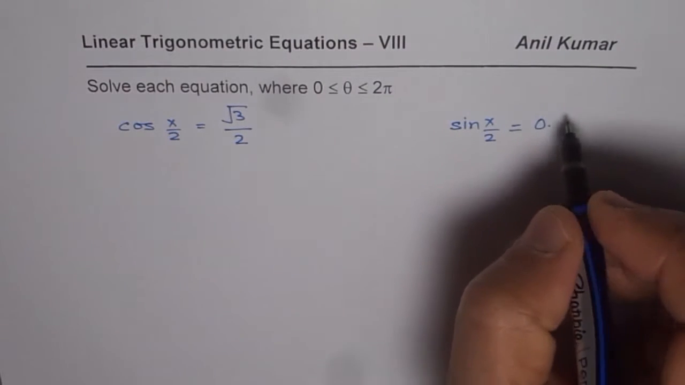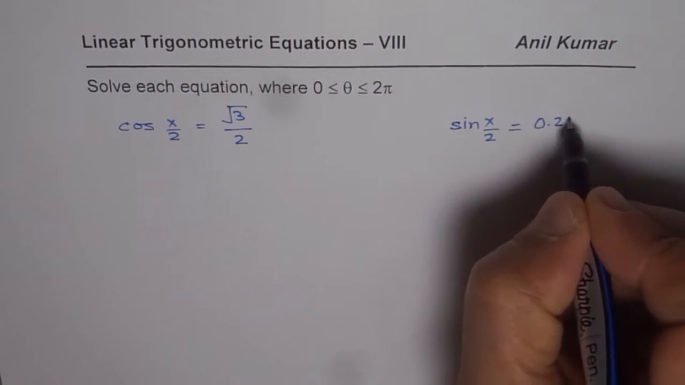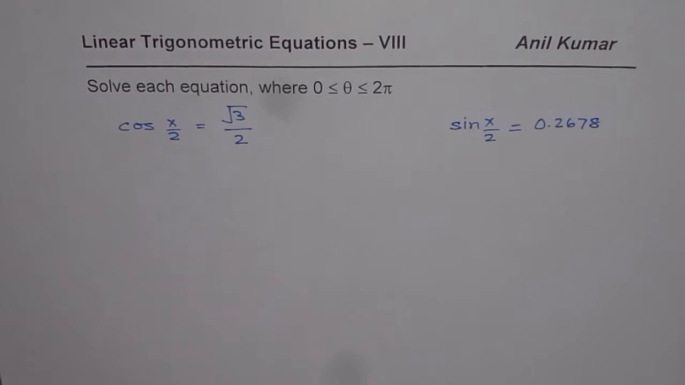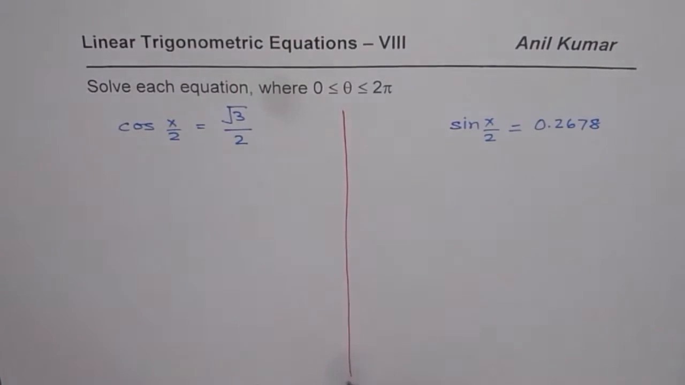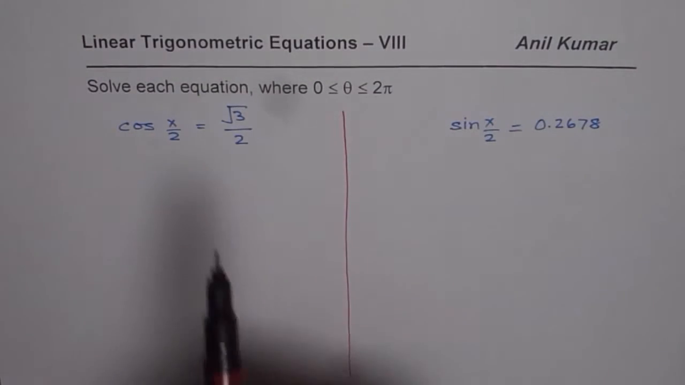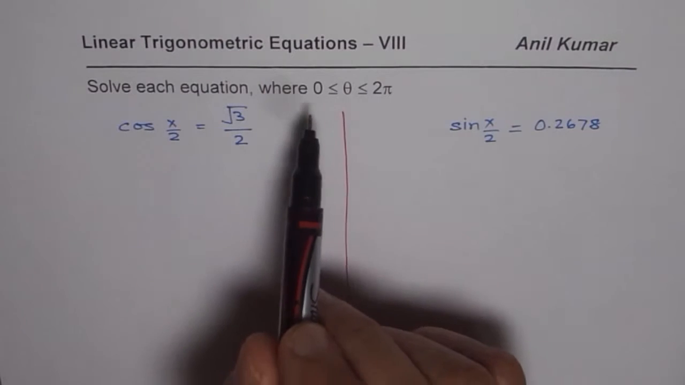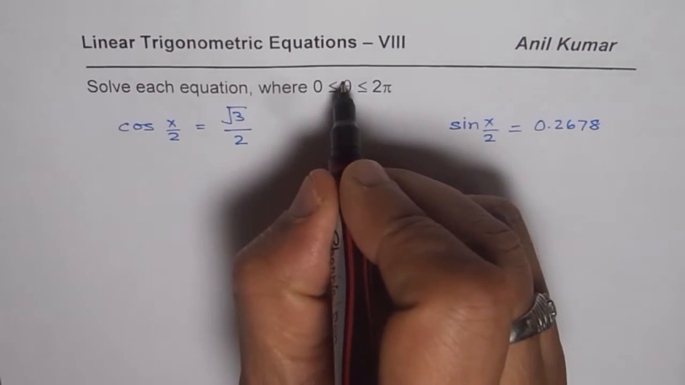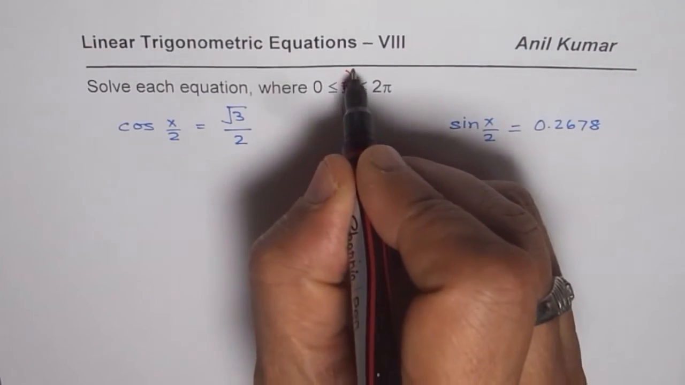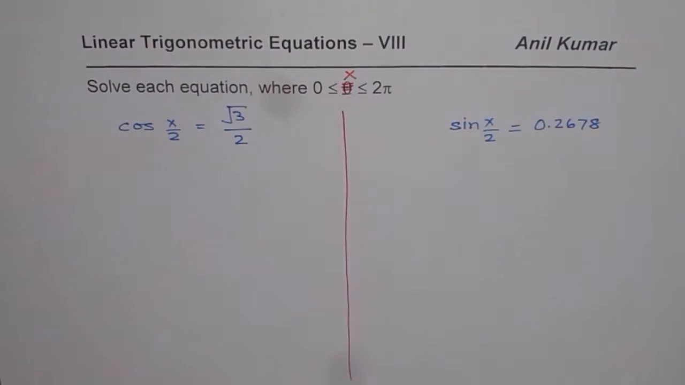So let me write a value like 1.2678. Okay. Now you can also pause the video at this stage and write down your solutions. We need to solve these equations where theta is between 0 to 2 pi. Since I have taken x as my variable, let me change it to x. So x is between 0 to 2 pi.